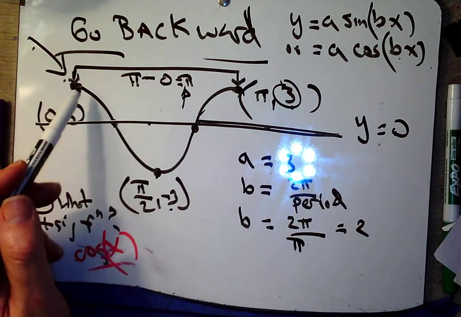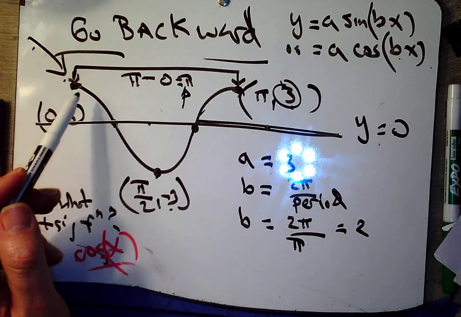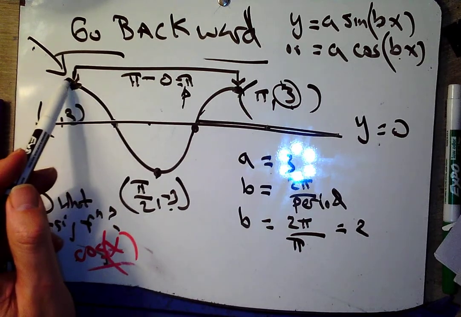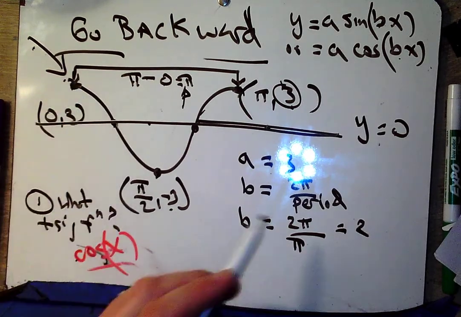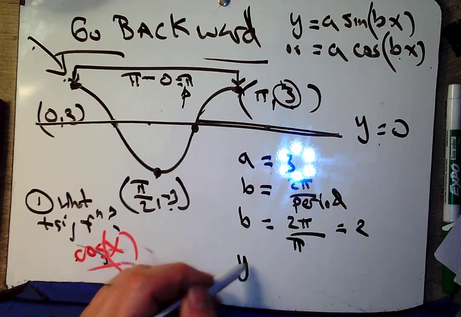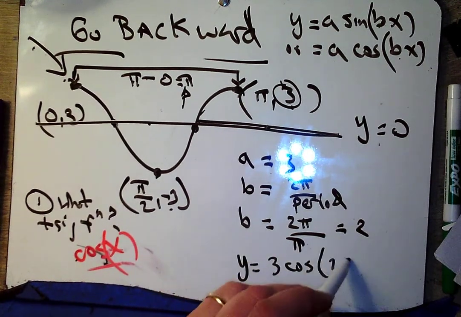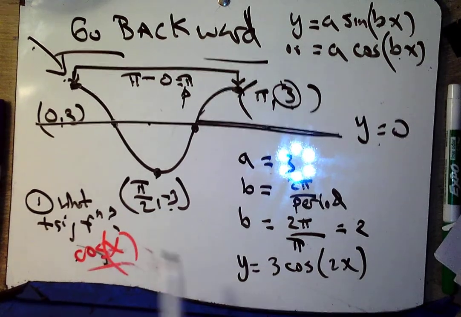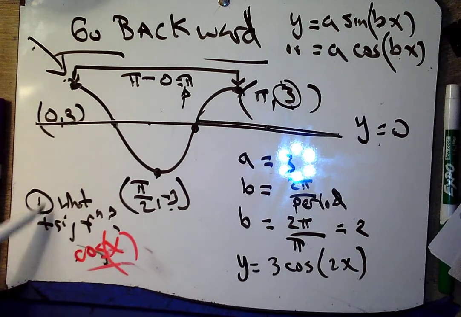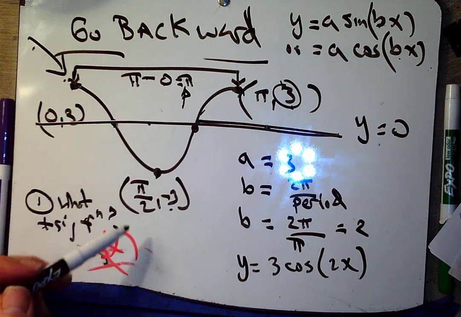Is this a positive cosine or negative cosine? Since we're starting high, this is a positive cosine. Okay, so y equals 3 cosine 2x. That's it. I'm all done. So let's see if we can go through the steps. What trig function? I got to figure out whether this is sine or cosine.